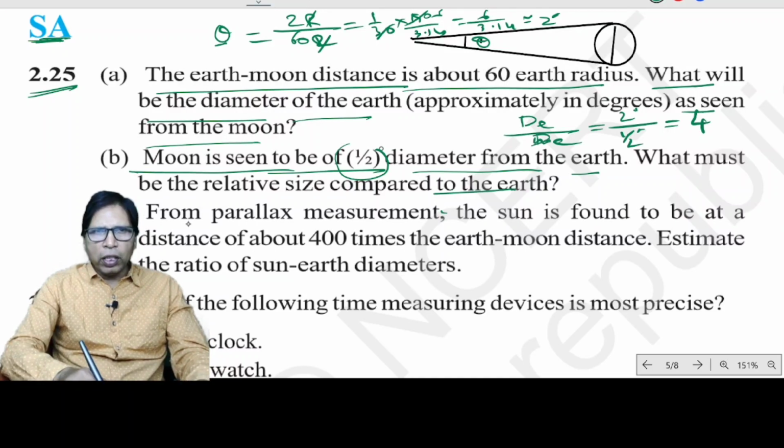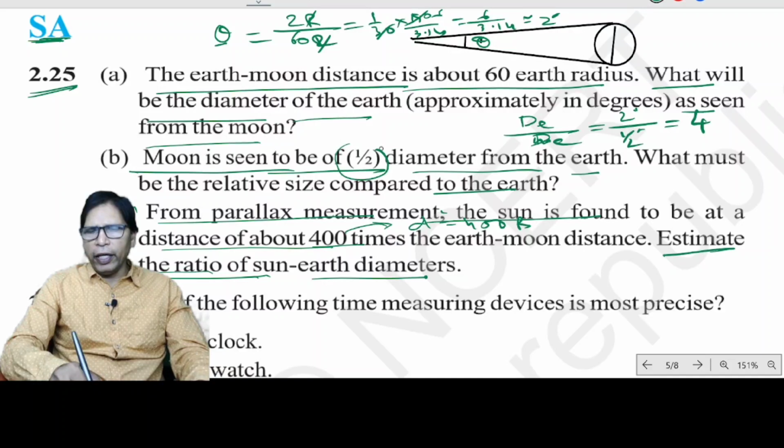Okay. Now see. From parallax measurement, the sun is found to be at a distance of about 400 earth radii. So look at this, distance d equals 400 earth. No problem. Estimate the ratio of the sun and earth diameter. Now look at this. You know the diameter of earth by diameter of moon is 4. Now we have to calculate the diameter of sun by diameter of earth, which is the question mark.